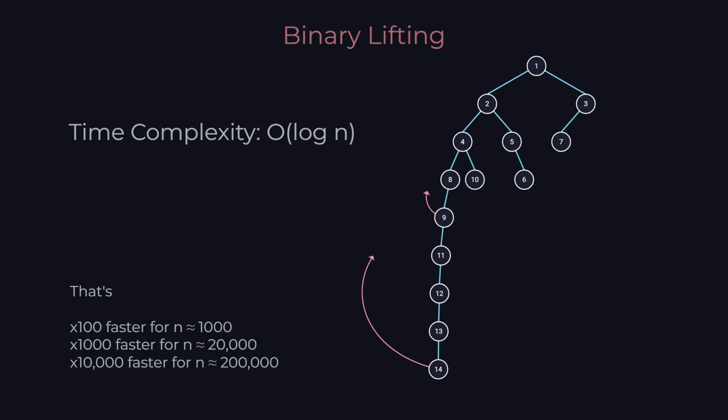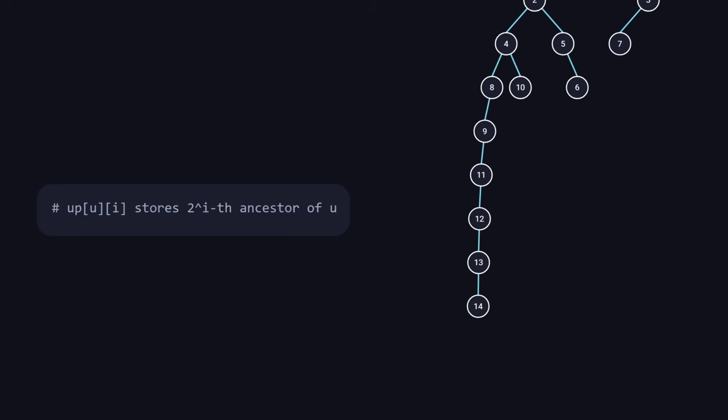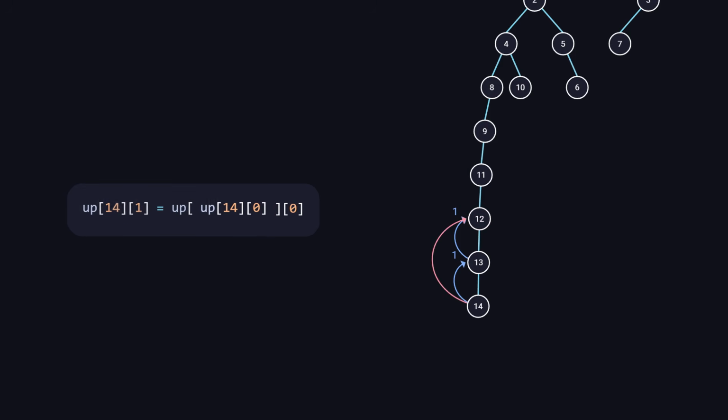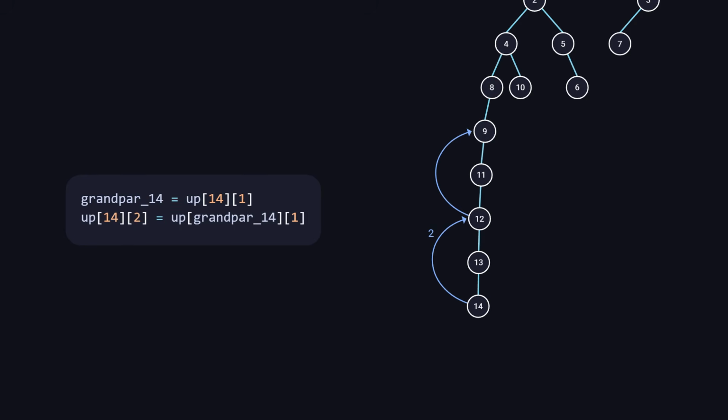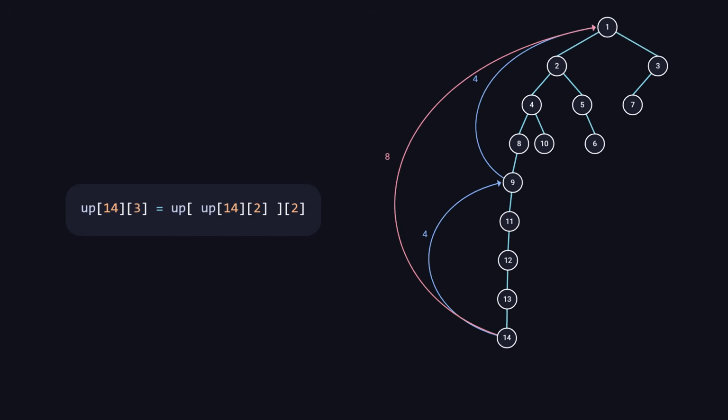But how do we actually go about constructing this jump table? Let's consider node 14. We can store in the up array its immediate parent by just looking it up in the parent array. Next, to find its grandparent, we can first find the parent of node 14, which we just computed, and then find its parent. Next, to find its 4th ancestor, we can go up 2 levels and then go up 2 levels again.